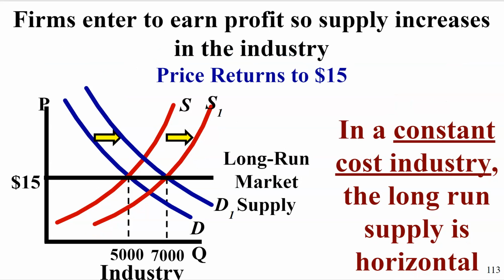Firms are going to enter to earn profit. Supply is increasing in that industry, and price is going to come down a bit because of that supply being added. It leads us back to long run, where MR equals D meets ATC at its minimum. And that really is the idea of going from long run to short run and back to long run again.